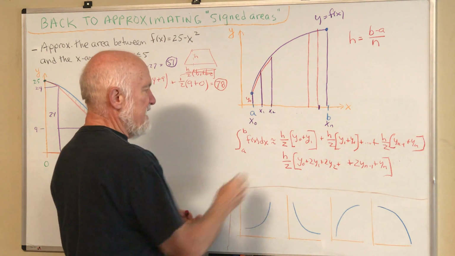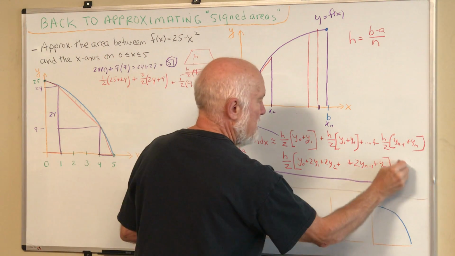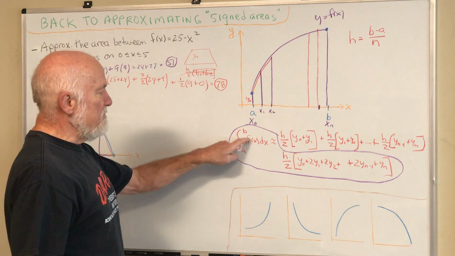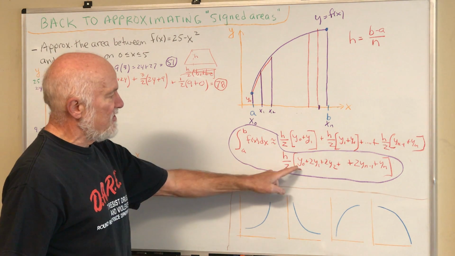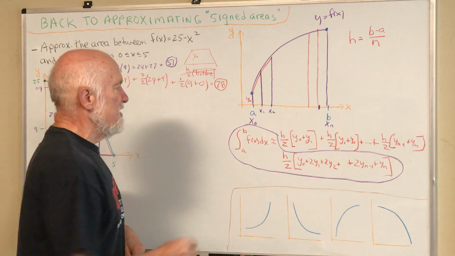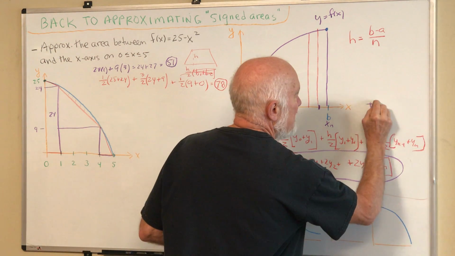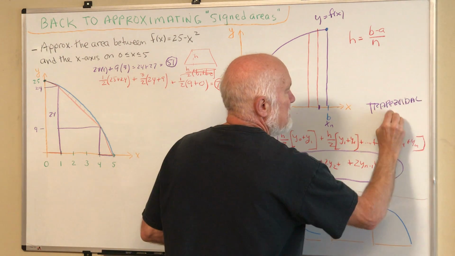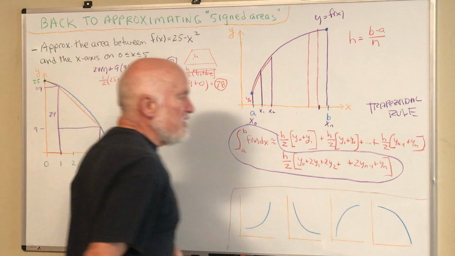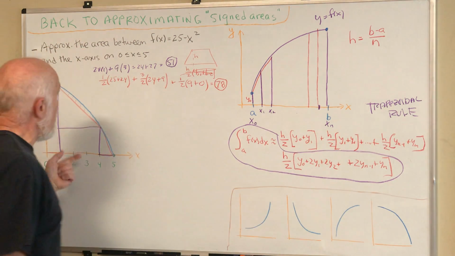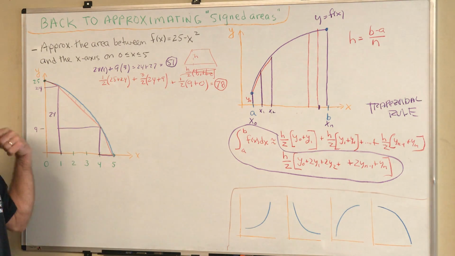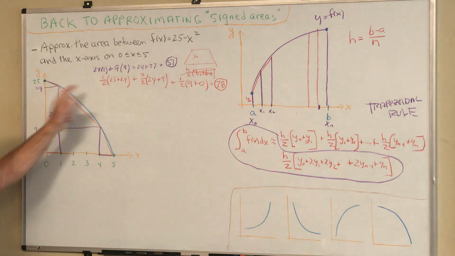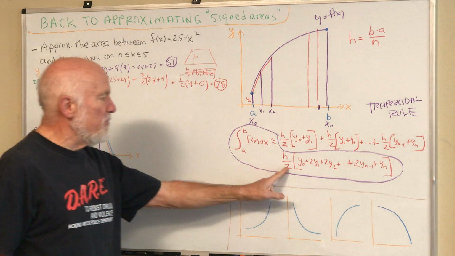So, if you take this together, we're saying that the definite integral from a to b, the signed area between the function and the x-axis, is approximately equal to this. And this is called the trapezoidal rule. So we don't have to know this rule. We could just always divide it up into as many trapezoids as we want and just do separate trapezoid formulas. This just makes it a little bit easier.